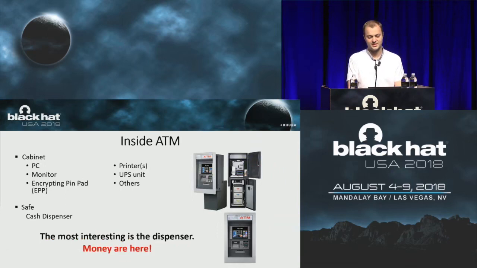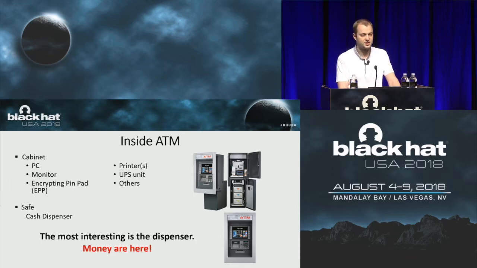What can you find inside an ATM? First of all, it's divided into two main areas, the upper cabinet and the safe. When the cabinet is opened, you get into the service area. The following ATM parts are located here: the PC, monitor, encrypting pin pad, printers, uninterruptible power supply unit, and other devices. All devices connect to the PC just like usual peripherals. Usually logical attacks can be done through this zone, because most of the locks in the cabinet are primitive.